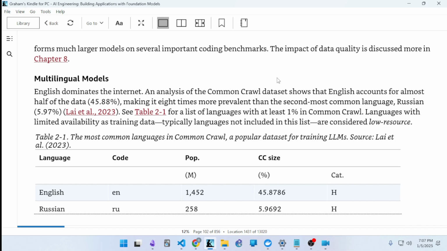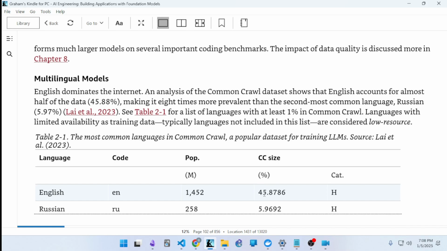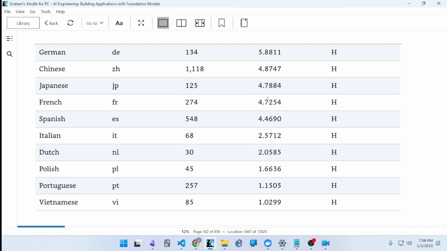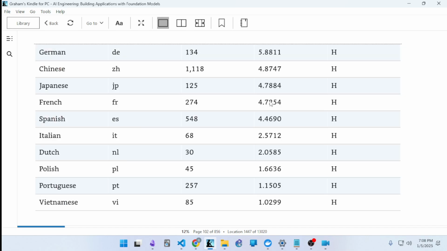So yeah, these low resource languages, I would even call them endangered languages, because if we go forward and you want to learn a language through your LLM, it's not going to have a lot of languages. So the number one is English, and then number two is Russian. But the difference, look at this, 46% versus 6%, and then the next one is German. That's interesting. Okay, English, Russian, and German. I didn't know that.